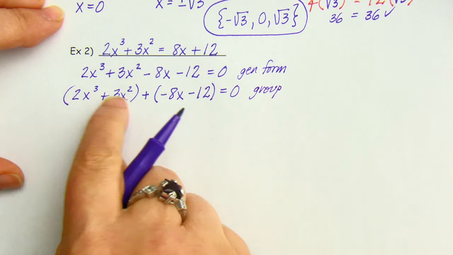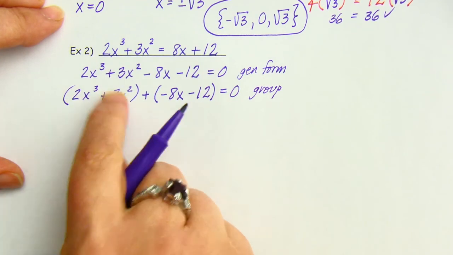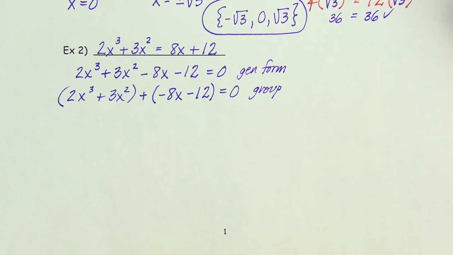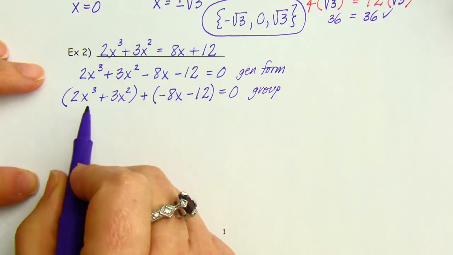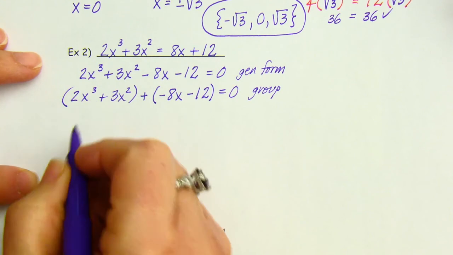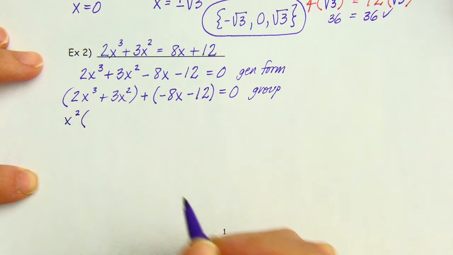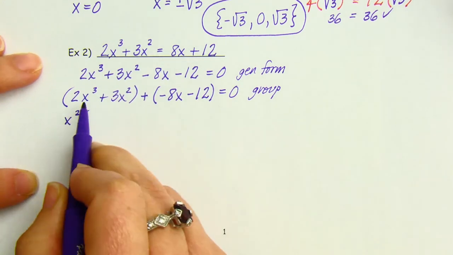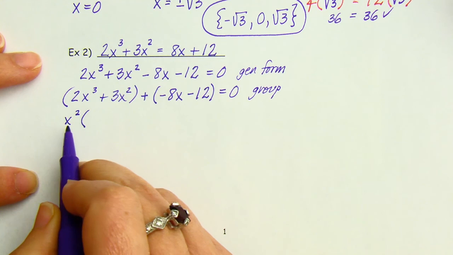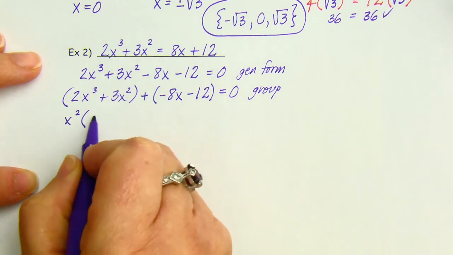Now I'm ready to take a GCF out of here. Well, the only thing that can come out is an x squared. So again, we have x squared in common, so I'm going to pull that out. I'm going to factor it out. And factor means divide, so divide both of these, right? Anytime you factor by grouping, you are looking to pull out a GCF. So this then is going to be 2x plus 3.